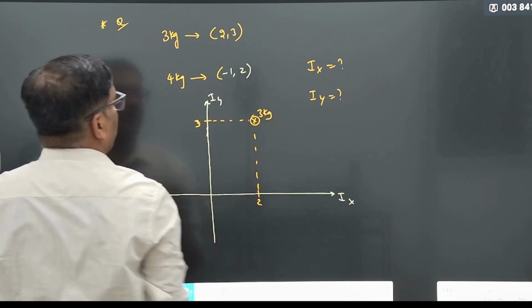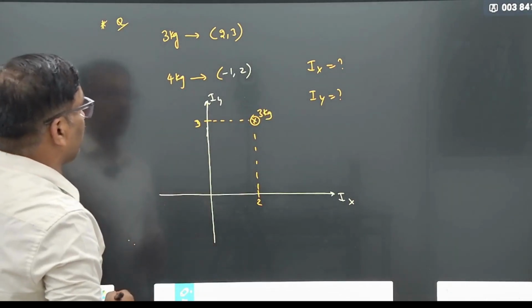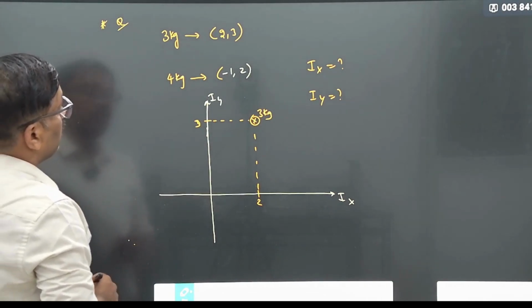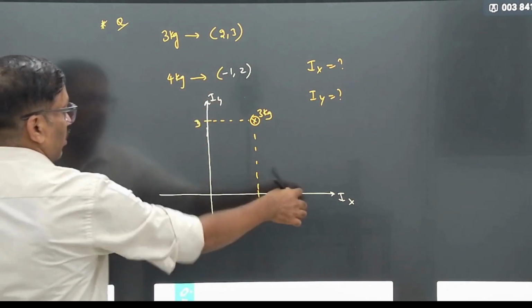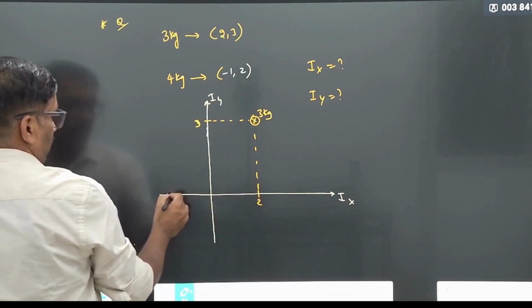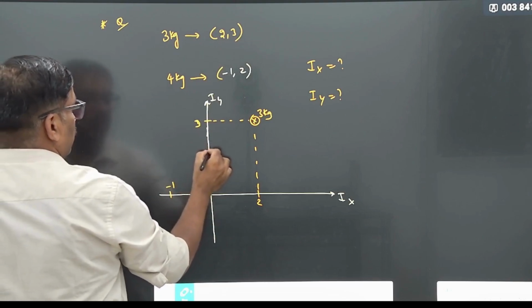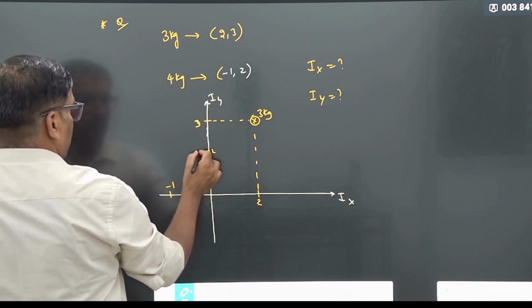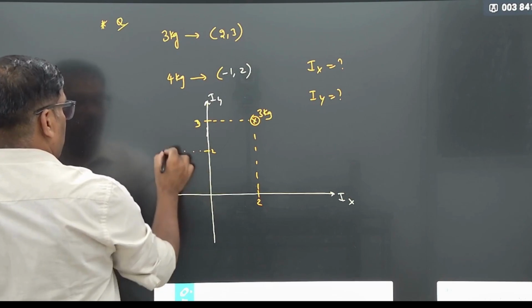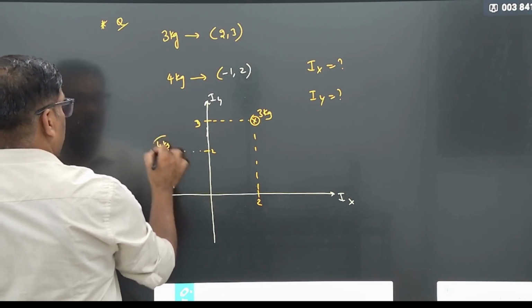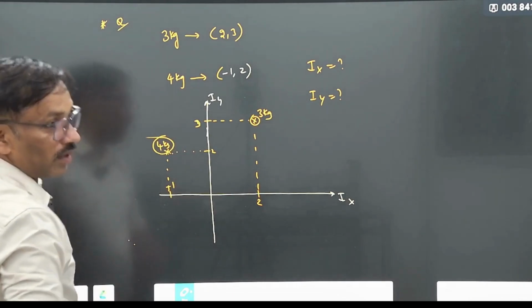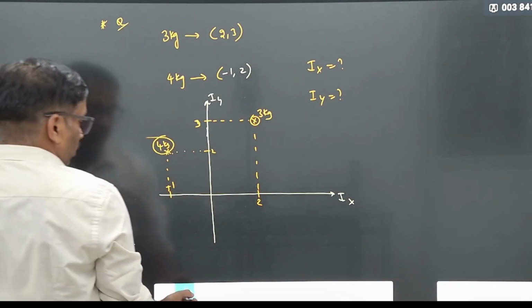3 kg, keep in mind. Now where is the 4 kg? -1 along the x-axis, and 2 along the y-axis. Therefore here it is 2, and your 4 kg is there. Clear? Now we will see how we are going to calculate it.